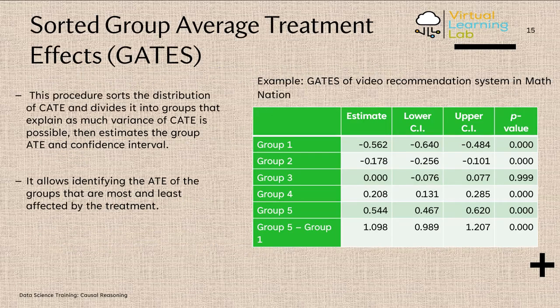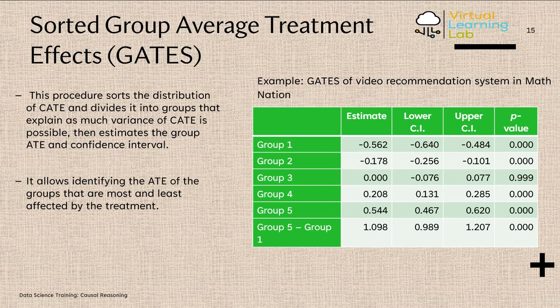The sorted group average treatment effects, or GATES, sorts the distribution of conditional average treatment effect into groups that explain as much of the heterogeneity as possible. You can have a different number of groups, but here it's 5 groups, where group 1 benefits the least from the treatment and group 5 benefits the most. Here I have an example from the video recommendation system, from the paper presented at the Learning at Scale conference in 2023 that I mentioned earlier.